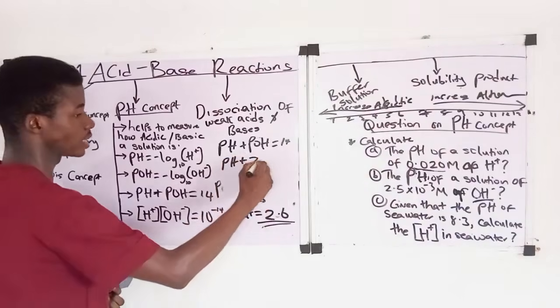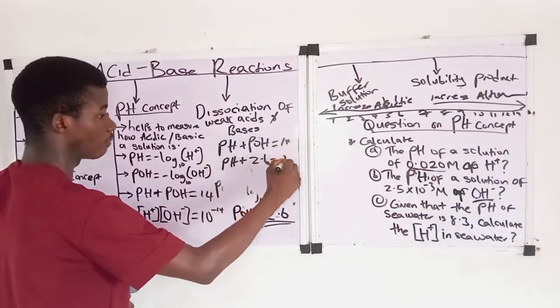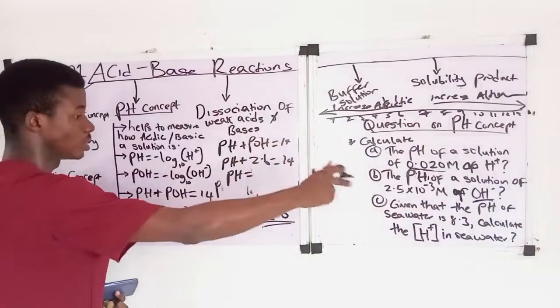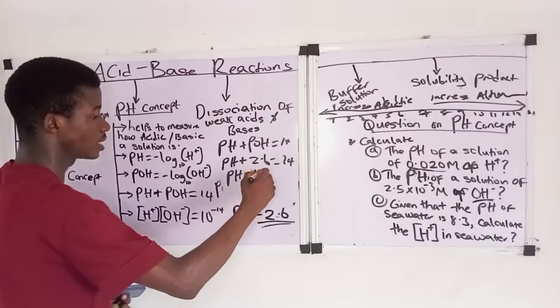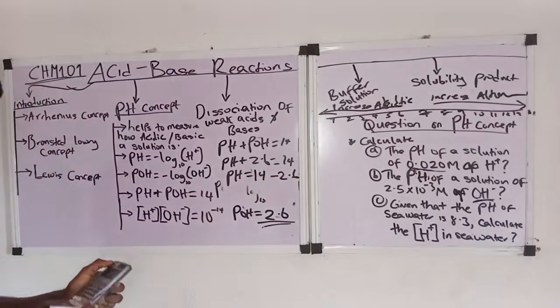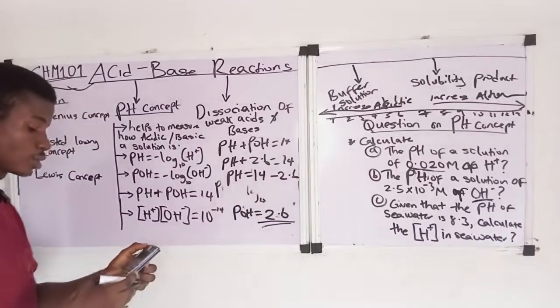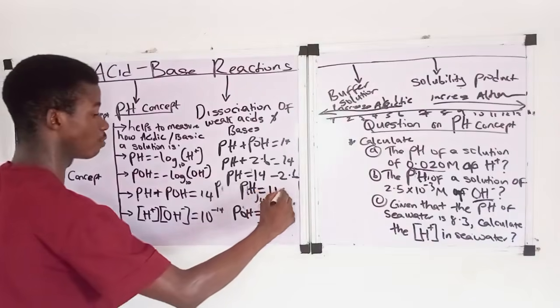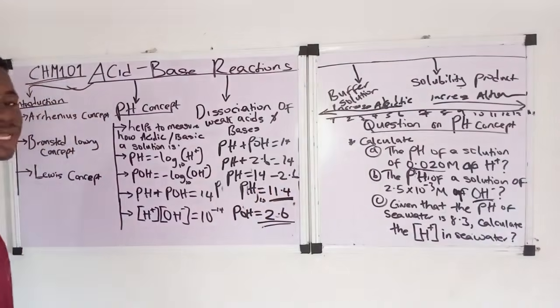Our pOH is 2.6, and 14. We take this 2.6 across to the other side, so it becomes 14 minus 2.6, which gives us 11.4. Therefore, our pH is 11.4. So this is how to solve it.